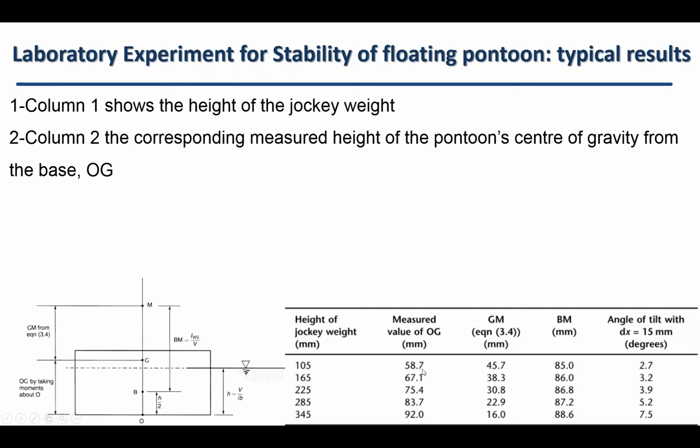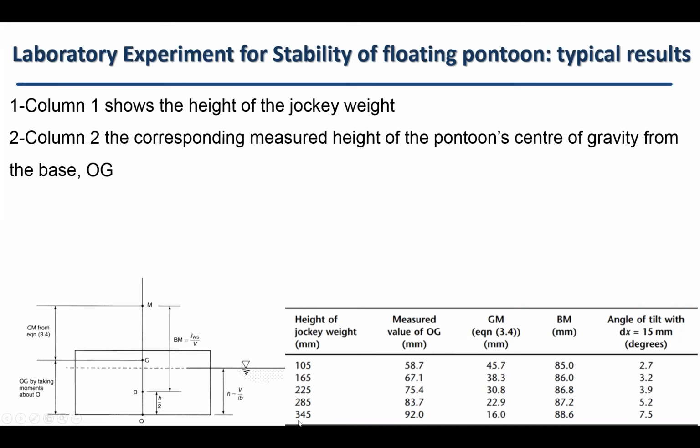So the way it's been calculated here, we'll see in the laboratory how we can calculate the point G. If we hang the pontoon about one specific point, we can measure the plumb line above the base, and we can measure the OG, or the center of gravity, away from the base. So for any location of the jug weight, we have the corresponding OG, or the center of gravity.